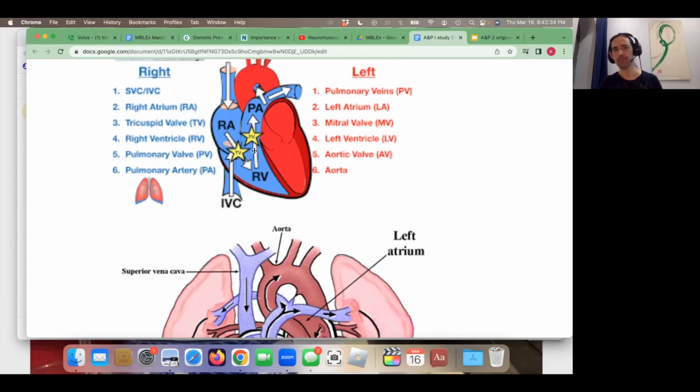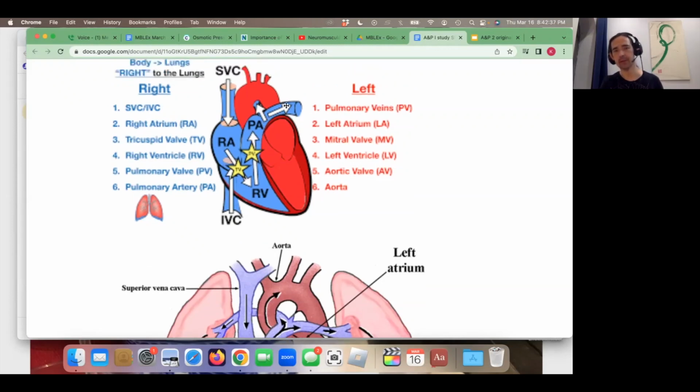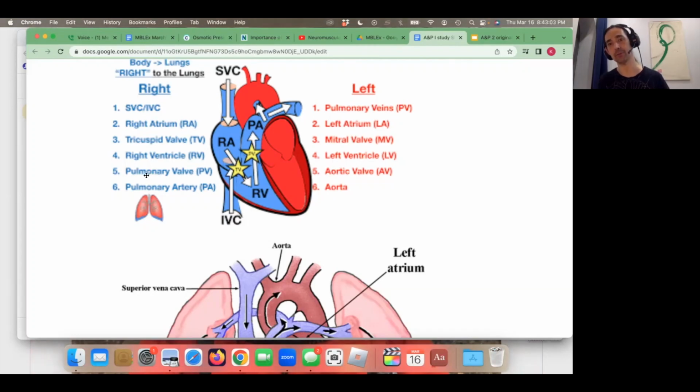These big veins and arteries, like the pulmonary artery and the aorta, their valves are easy to remember because they're named after the vessel they're going to, or that they end up going through. The blood that goes from the left ventricle into the aorta goes through the aortic valve. The blood that goes from the right ventricle into the pulmonary artery goes through the pulmonary valve. Pulmonary artery, pulmonary valve. Aorta, aortic valve.